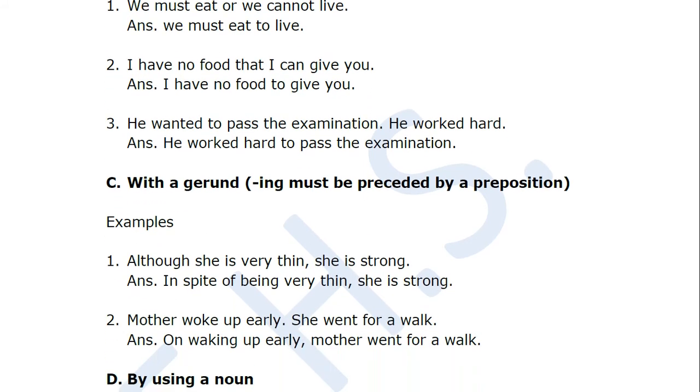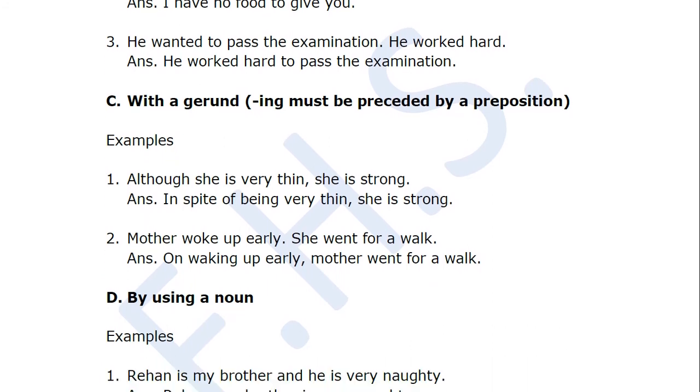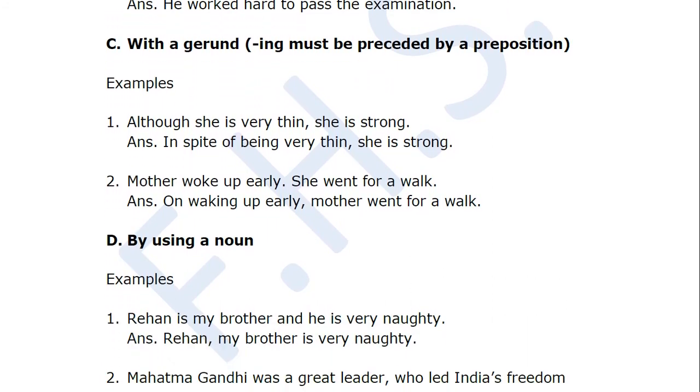Now moving on to the third method, that is by adding ing. Now that is making a gerund by adding ing. But this is not your participle. This is making it into a noun. Remember, you're making it into a noun. So before that, there should be a preposition. When the other ing you added, you were making it into a participle. Here you're making it into a noun, and you put a preposition. This is important. You have to put a preposition.